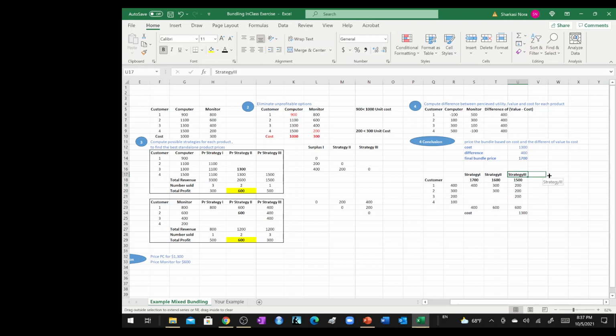Same applies for the last strategy, which is strategy number 4. Strategy number 4, you are going to price it as the cost plus the 100. So let's say that you want to price for 100, right? Right, guys? Because this is the last option here.